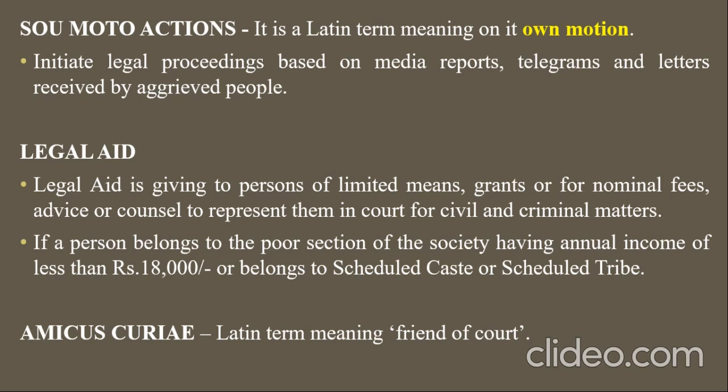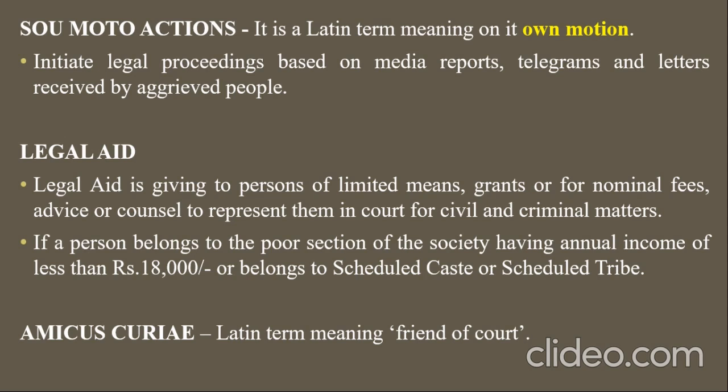If a person belongs to the poor section of society and has an annual income of less than 18,000 rupees, annual income meaning per year, or if he belongs to a scheduled caste or scheduled tribe, then he is eligible to receive legal aid. In the legal aid chapter, we will look in detail at the criteria for receiving legal aid, but here is just a small piece of information. You can get legal aid if you are really poor, a woman, a child, or affected by natural calamities. There are some industrial workmen too. There are some criteria for receiving legal aid. If you fit the criteria, you are eligible to get legal aid.